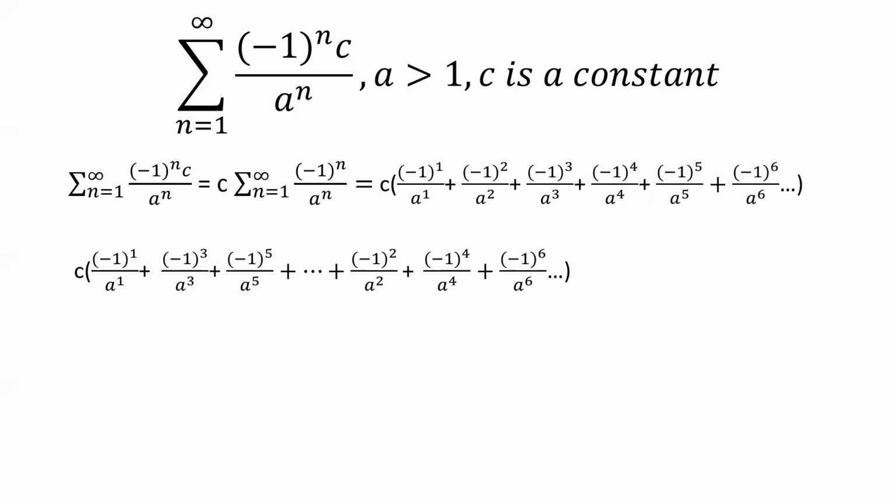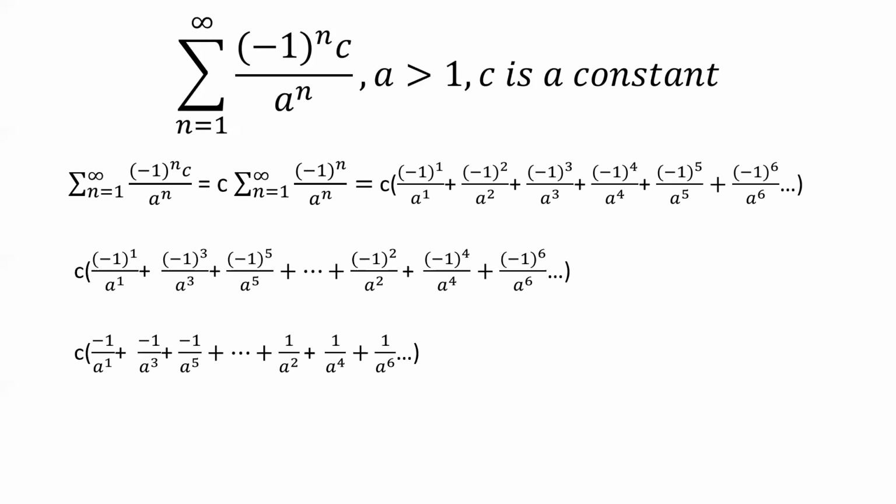And now with simple value evaluations on the numerator, we can see that we have negative 1 over a to the 1, negative 1 over a cubed, negative 1 over a to the 5th. And of course, that would continue for all the negatives until we get to the positives, which is 1 over a squared plus 1 over a to the 4th plus 1 over a to the 6th, and so on.